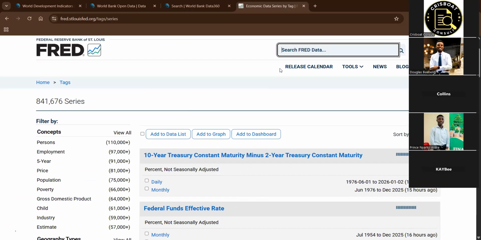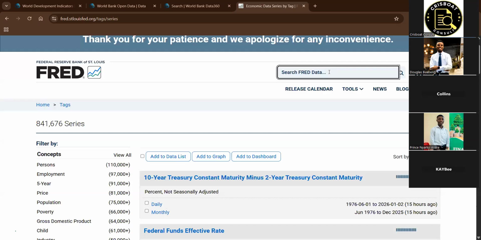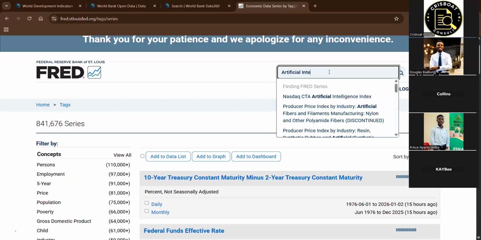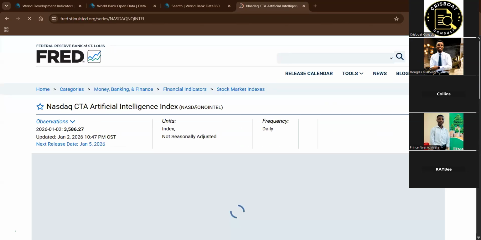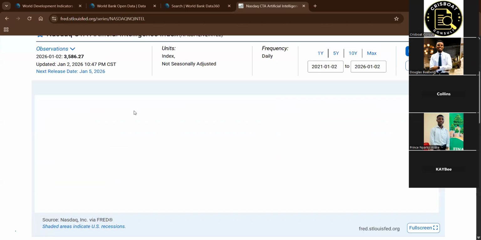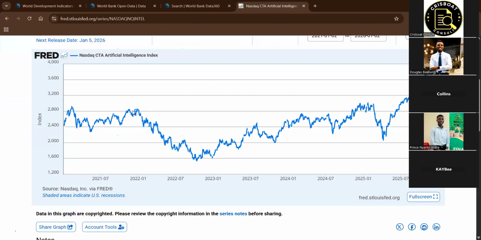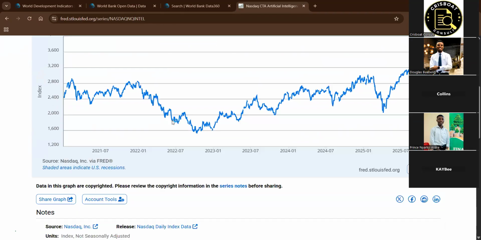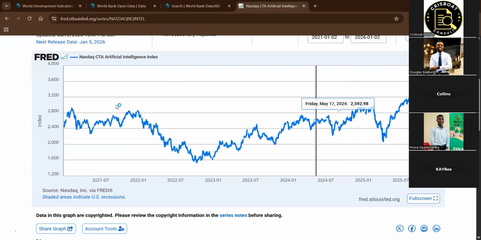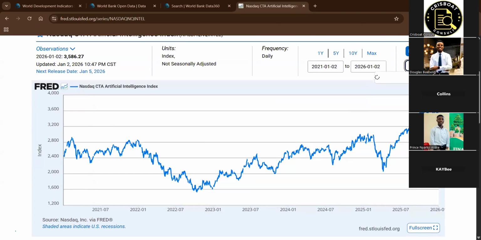So you can search the data that you want also from the search bar at the top. Let's say I want artificial intelligence. So artificial intelligence index. So we have the Nasdaq City Artificial Intelligence Index. So if you are writing a study, you can download this chart and insert it into your work.